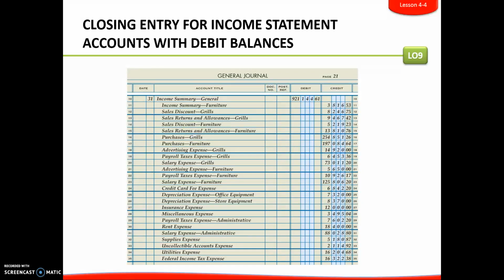And then we have our purchases for the 2 departments. We have our direct expenses for both departments. You can see advertising, payroll, and salary for grills, and then advertising, payroll, and salary for furniture, and then all of those indirect expenses that we talked about that can't go to a specific department. All of those have debit balances, which means that we need to credit them to close them. And so all of those totaled up equal our income summary general debit amount.